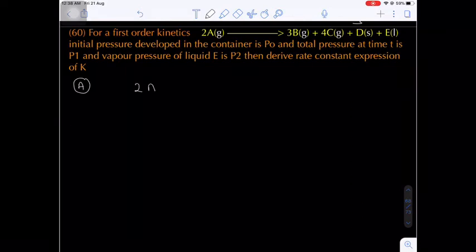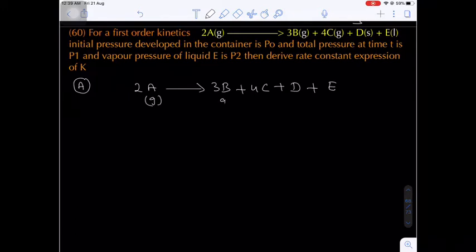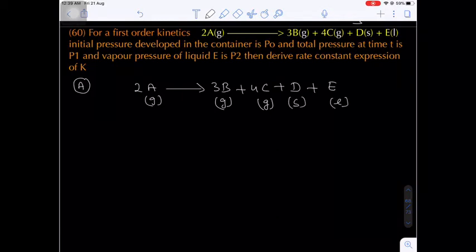What is the equation given here? 2A gives 3B plus 4C plus D plus E. Now what is A? A is a gaseous substance. B and C are also gases. What about E? E is a liquid. What about D? D is a solid.